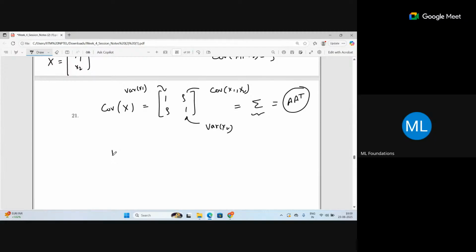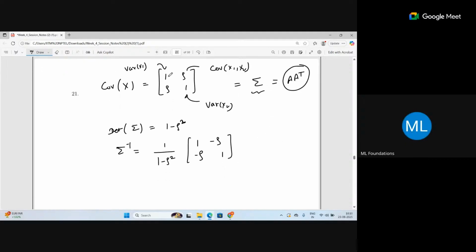Now, what is the determinant of this matrix? Determinant of sigma is 1 minus rho square, right? And now, what is the inverse of this matrix? So, sigma inverse is equal to 1 upon determinant into the cofactor matrix, right? So this will be 1, minus rho, minus rho, 1. This is correct.